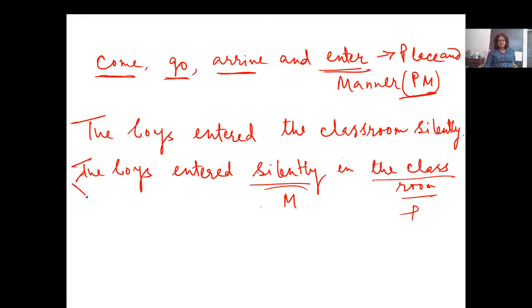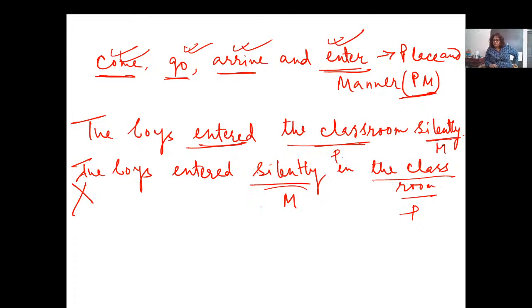But it will not be the right sentence, because here the verb is entered. So when we take the verbs come, go, arrive, and enter, the order will not be manner and place. The order will be place and manner. So the boys entered the classroom, that is the place, silently, that is the manner. Is it clear or not? MPT rule is basically manner, place, and time. But if we take the verbs come, go, arrive, enter, then the order will be place and manner. Before that, we have to take place, then we have to take manner.